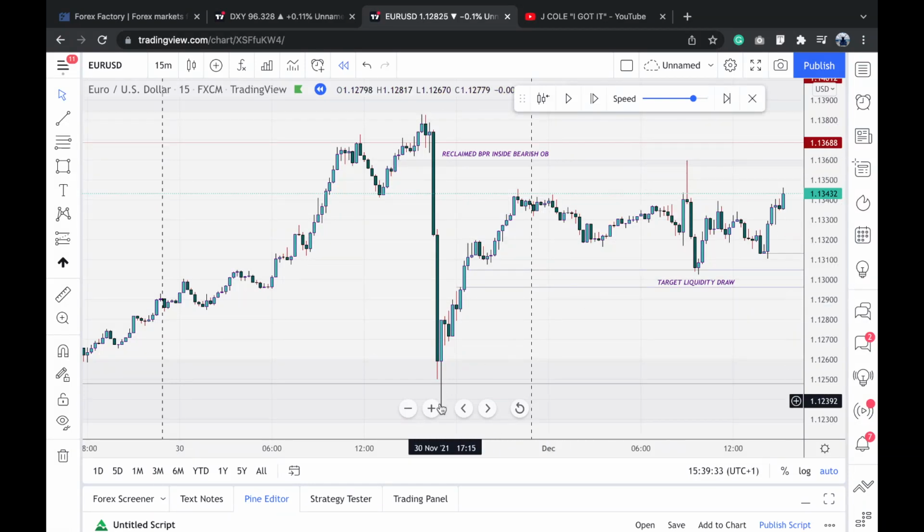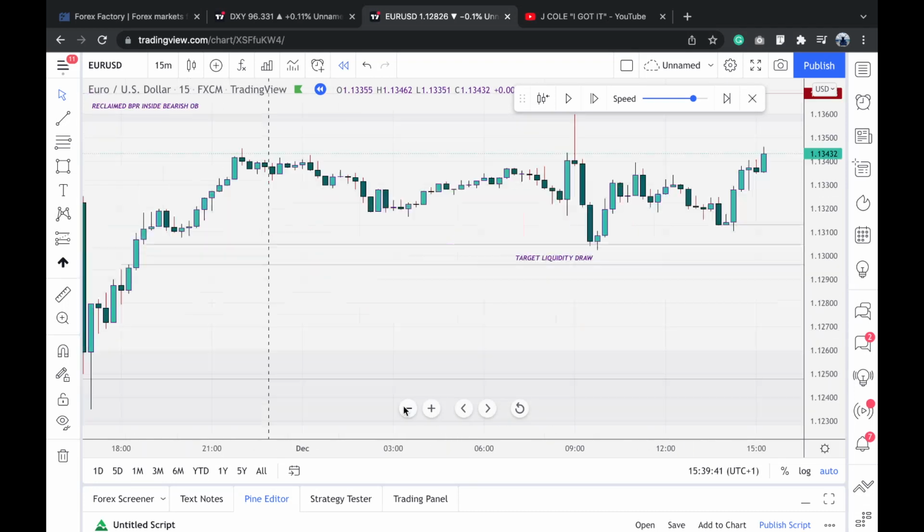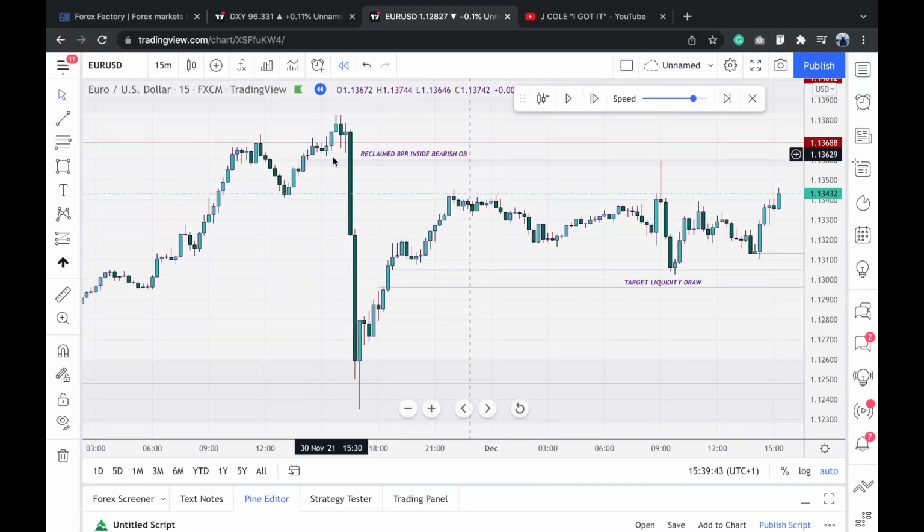Okay, so because of that, leading up to the news, we're seeing the market trade higher. So where do we think the market could potentially reach for? It could reach for this same balanced price range. Now, where do we get our bias wrong?